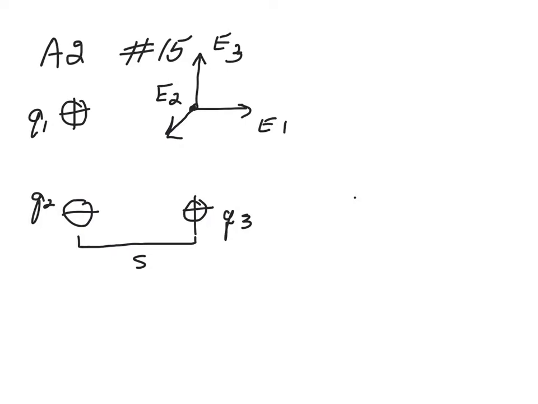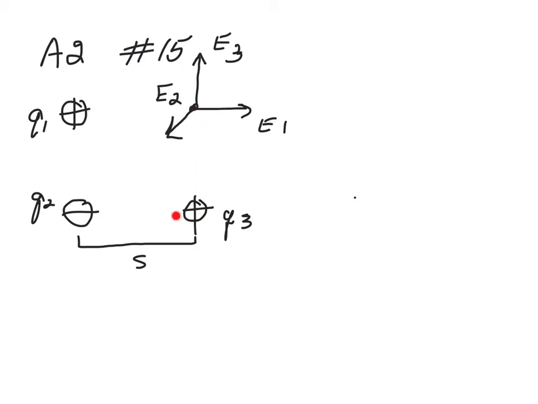Okay, you have this. 3 charges arranged in a square and the point at this corner of the square. So the distance from Q1 to the point is S, Q2 to the point is S, and Q3 to the point is S, and Q2 is this distance.